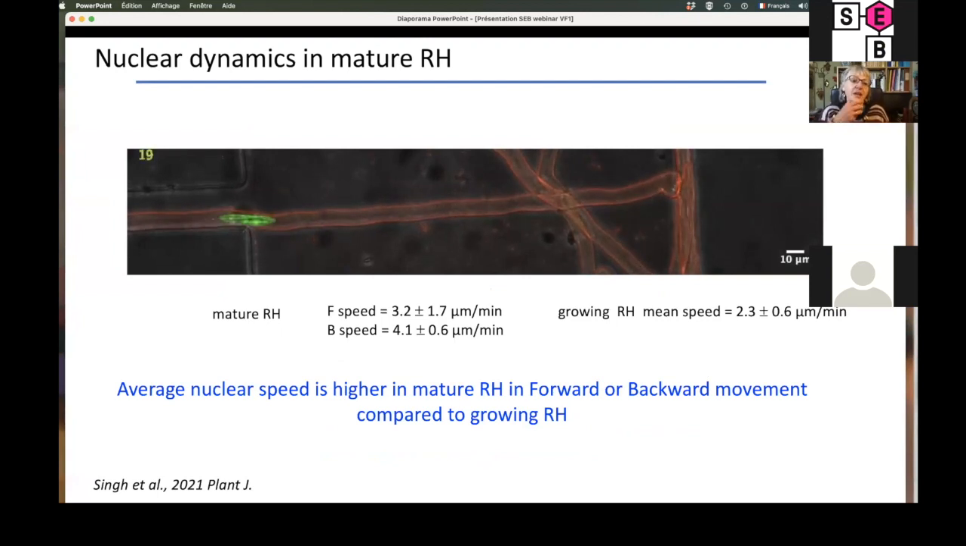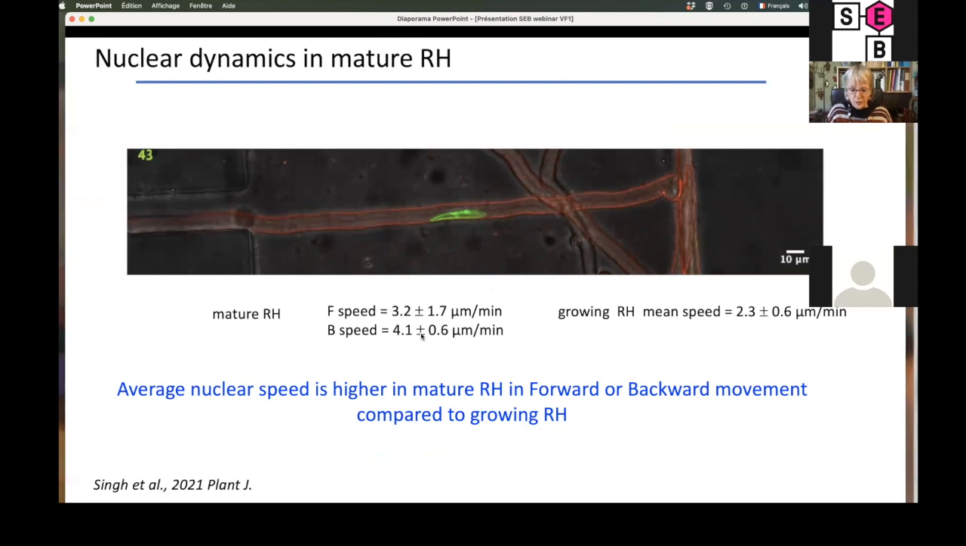And also I would like to pinpoint that in the mature root hair, the nucleus is always going fast in a forward and a backward movement. And the speed of this movement is really higher compared to the growing root hair. Here we have an example with a forward speed of 3.2 micrometer per minute and the backward movement with 4.1 micrometer per minute, compared to the growing root hair, which has a mean of 2.3 micrometer per minute.